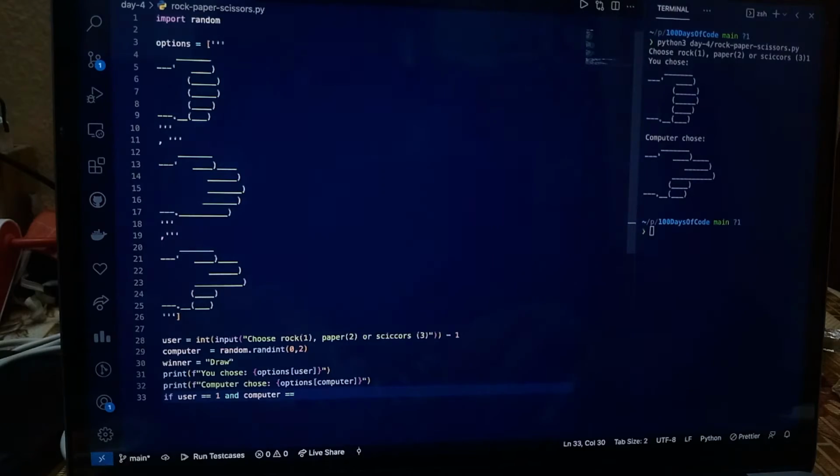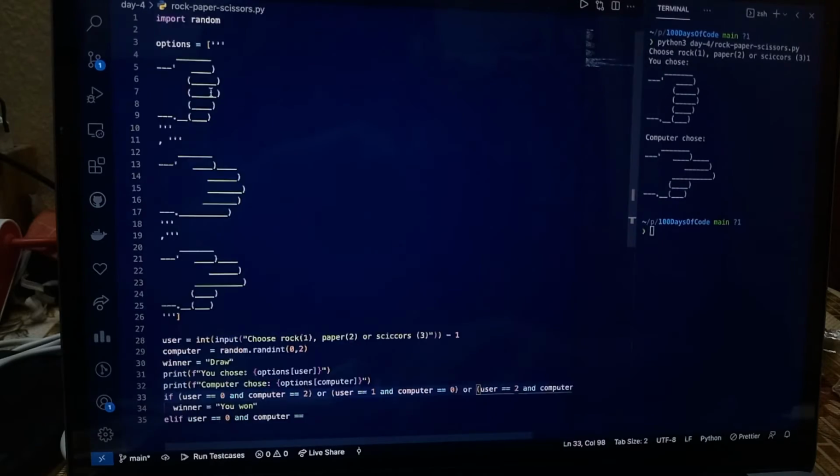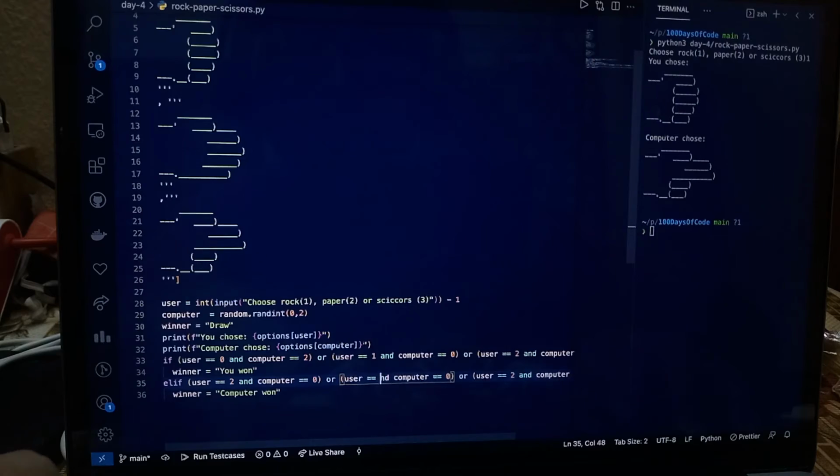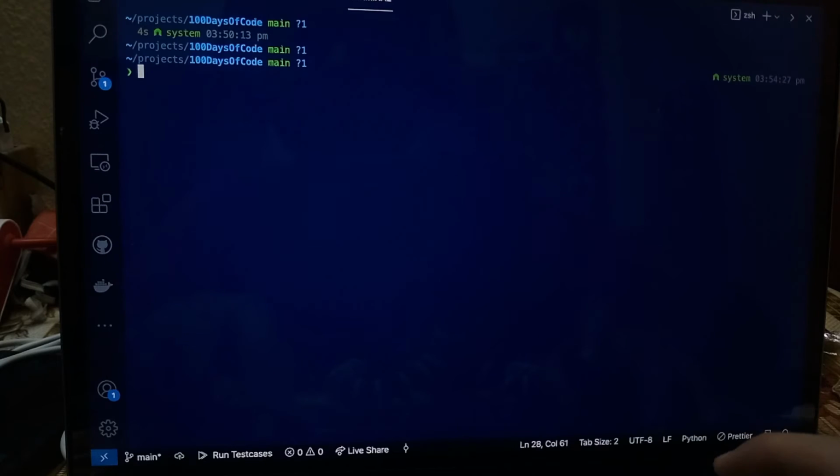I also generate a random integer for the computer. So basically you are playing against a computer which randomly generates the diagram. So it can be a draw, you can win, or the computer can win, and you can see that for yourself.